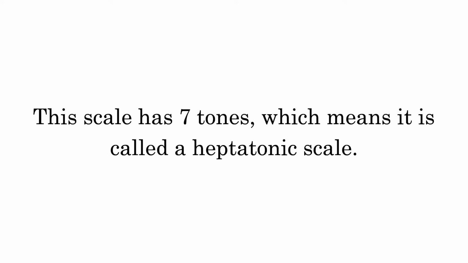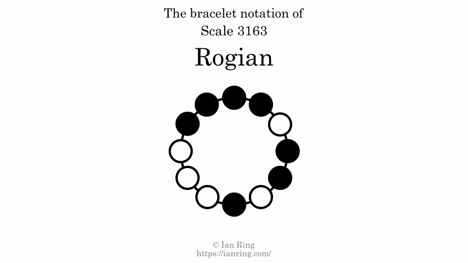This scale has 7 tones, which means it is called a heptatonic scale. This is a bracelet notation diagram of scale 3163. The shaded circles represent tones that appear in the scale, and they are read clockwise, starting at the top.